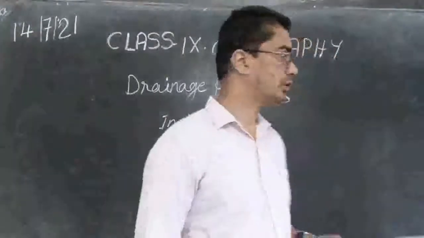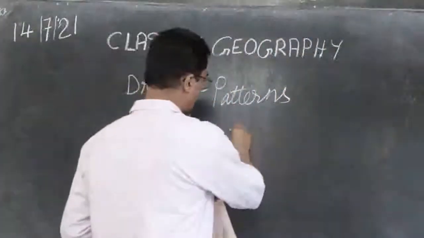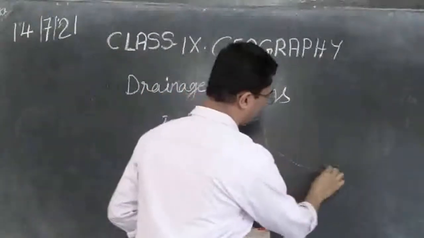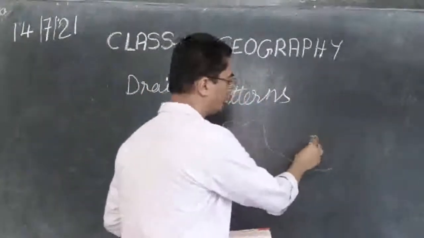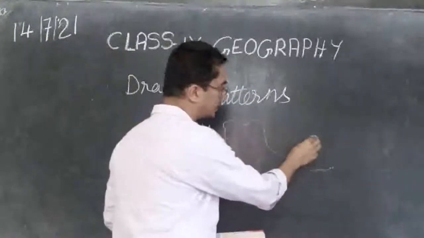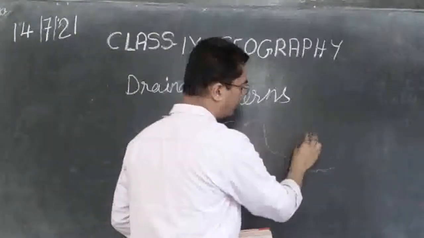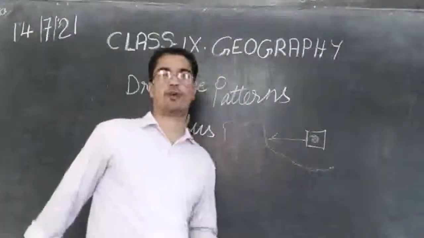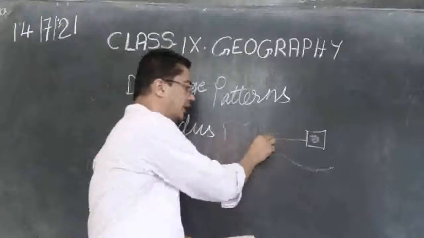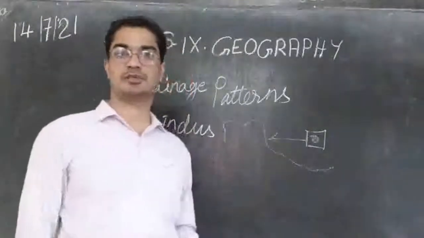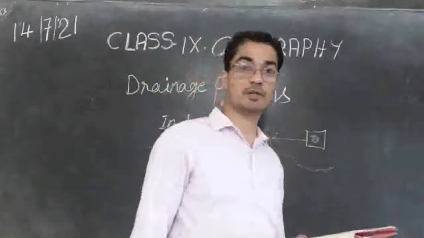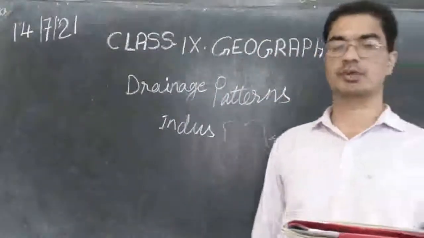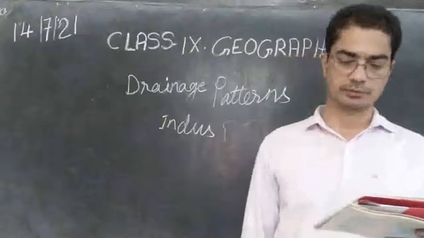So Kashmir is there. Tibet will be somewhere here, and the Indus River is originating from the Lake Manasarovar here. Then it starts flowing towards the west, and they will enter into Jammu and Kashmir. In which place? In Ladakh.